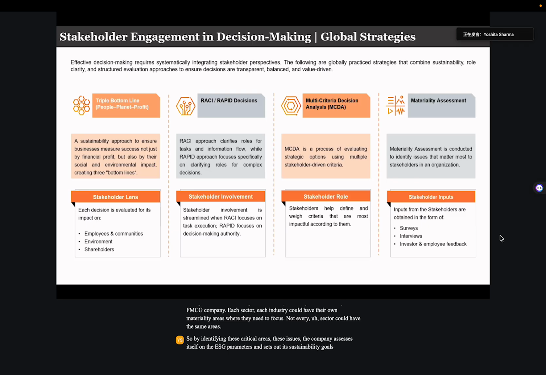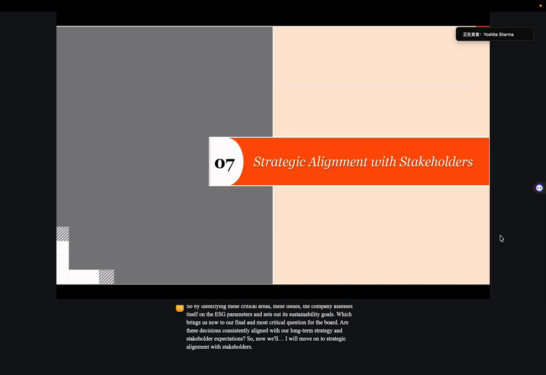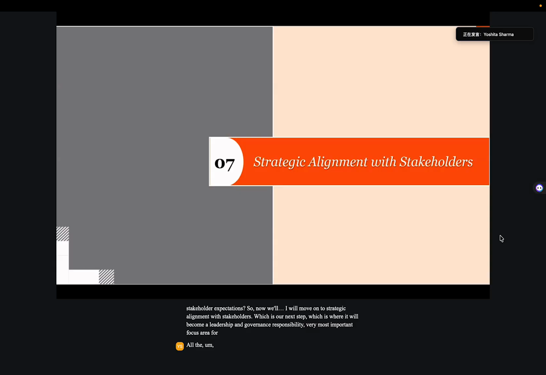sustainability goals. Which brings us now to our final and most critical question for the board. Are these decisions consistently aligned with our long-term strategy and stakeholder expectations? So now I will move on to strategic alignment with stakeholders, which is our next step, which is where it will become a leadership and governance responsibility, a very important focus area for all the group that is here for the session here.